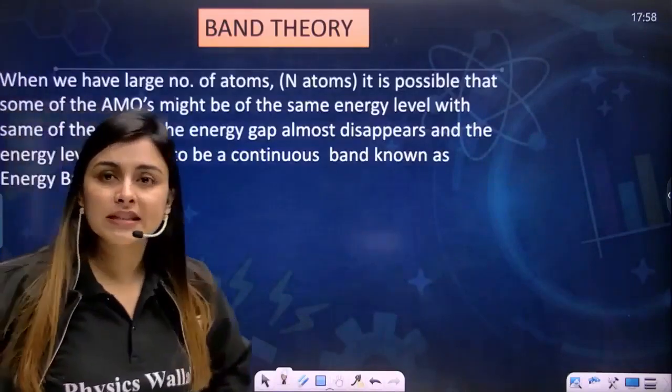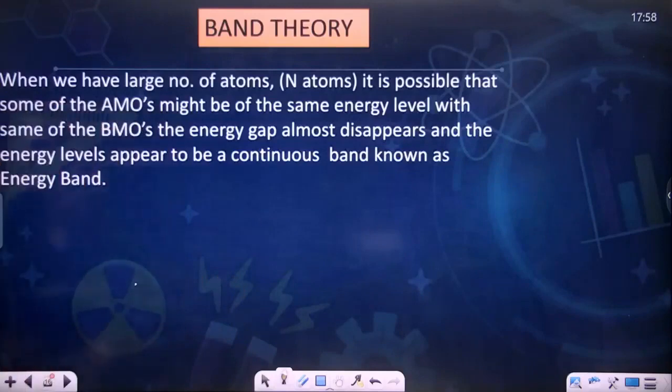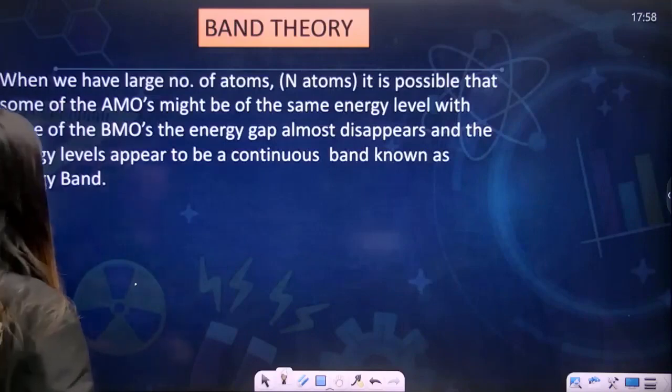Now, what band theory says, try to understand this. When we have a large number of atoms, it is possible that some of the AMOs might be at the same energy level as some of the BMOs. The energy gap almost disappears and the energy levels appear to be a continuous band known as an energy band.